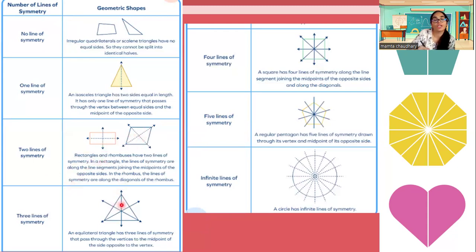Whereas in an equilateral triangle, we have 3 lines of symmetry, right? Now you can see here 4 lines of symmetry. For any regular shape of 4 sides, that is a square, it will have 4 lines of symmetry. Such a figure has 5 lines of symmetry. And if you take a circle, a circle has infinite lines of symmetry. Okay. Move to next.